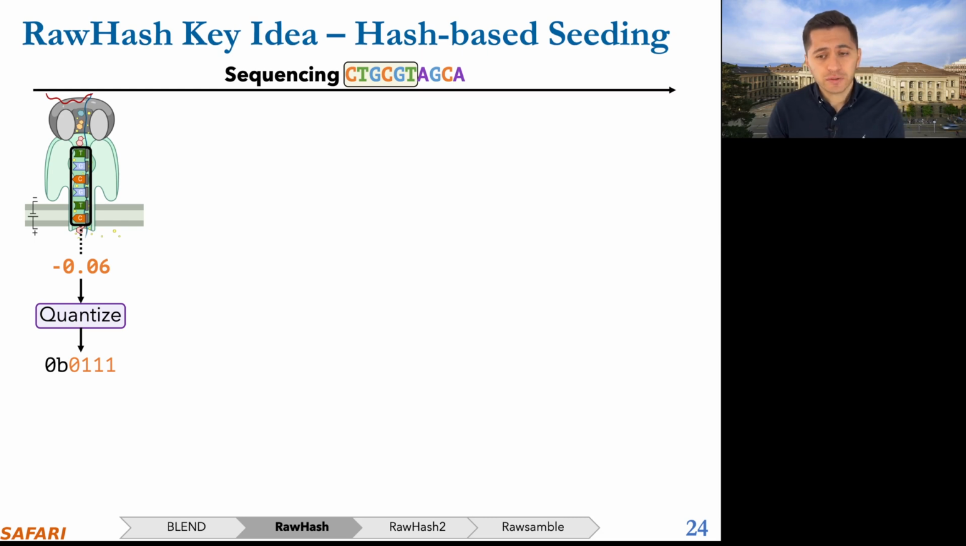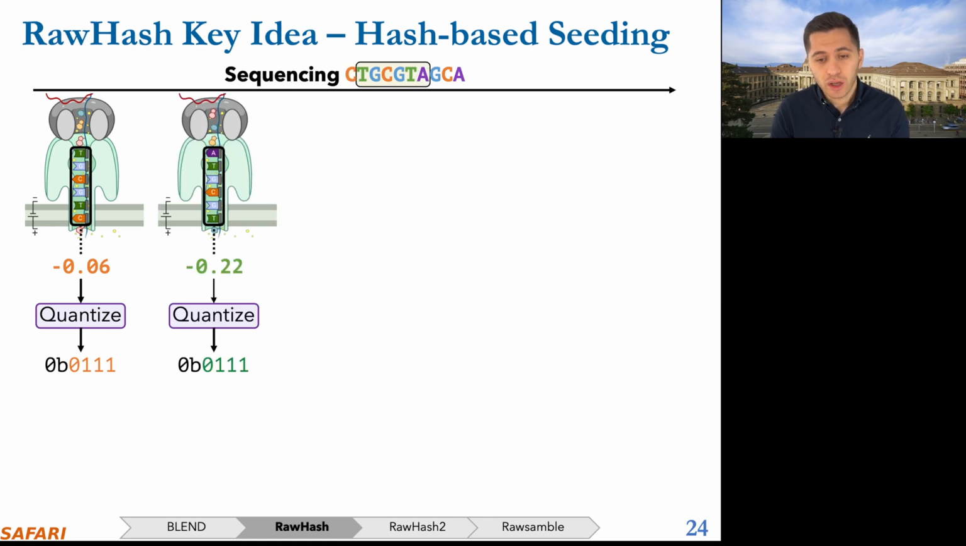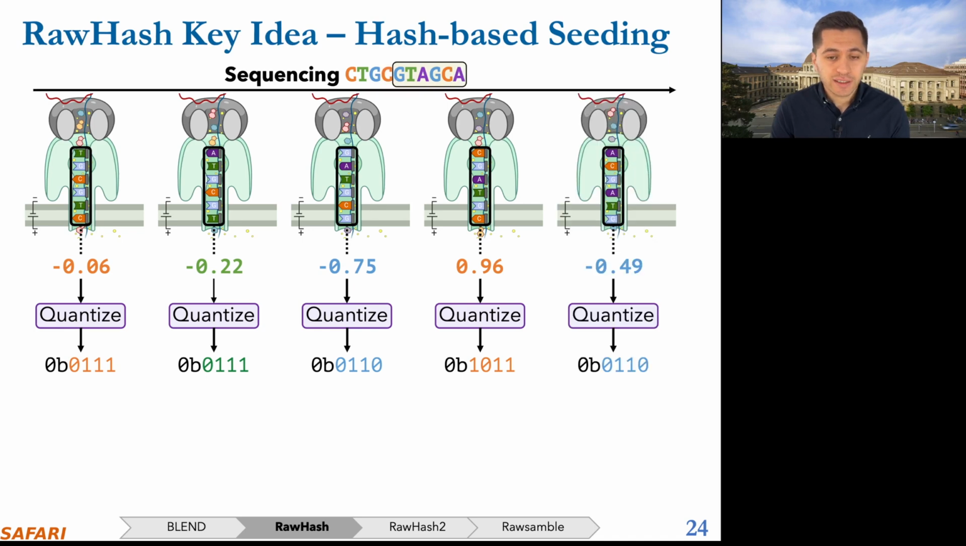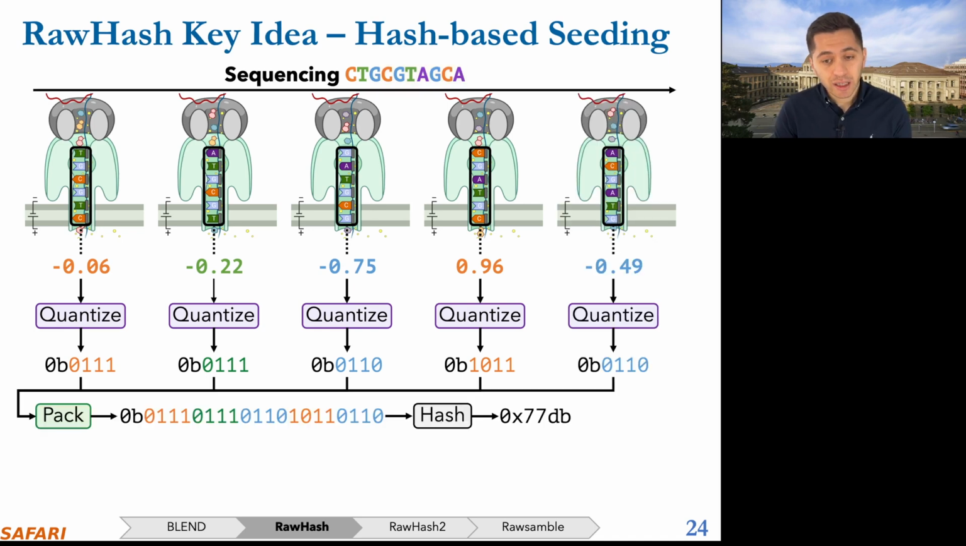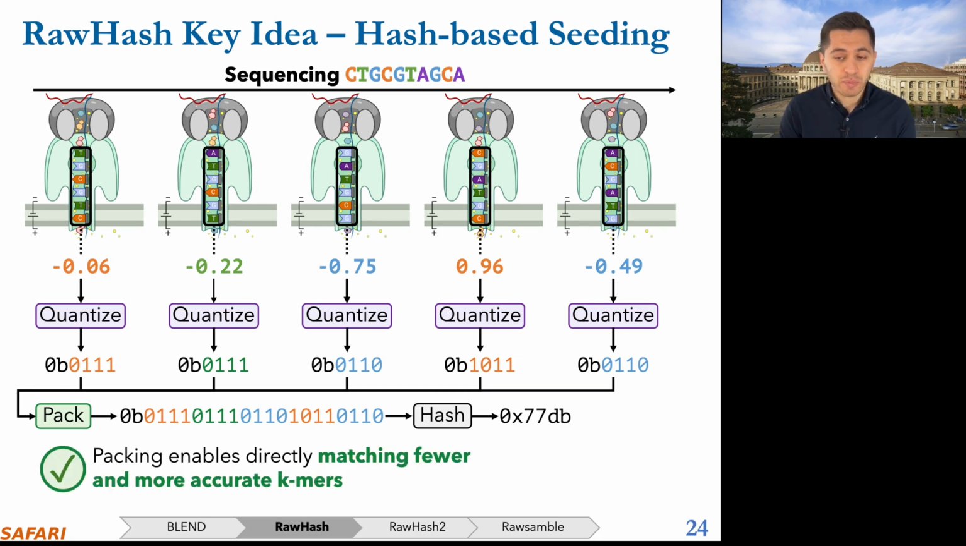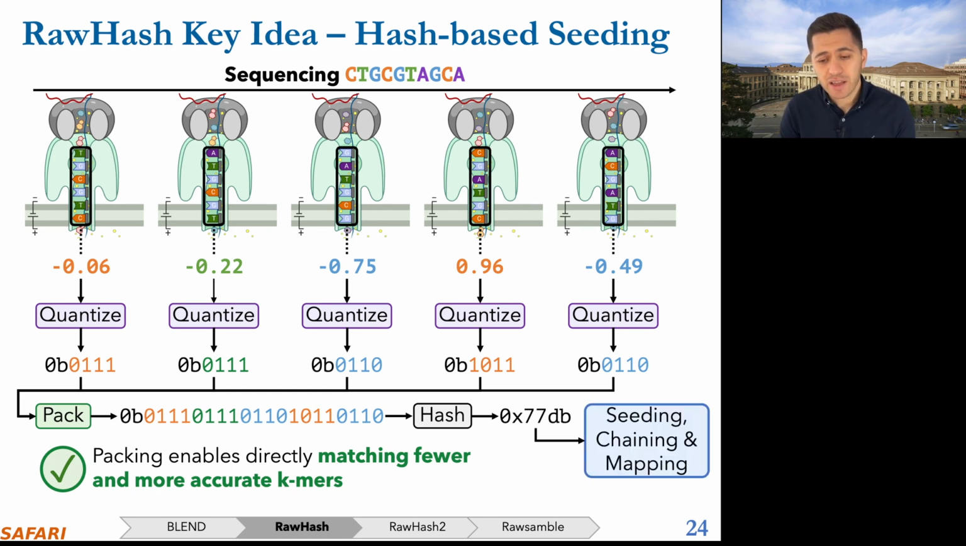Although we're limited by the length of k-mers we can sequence at a time, we can still increase the k-mer length used for hash-based search. To do this, we use multiple raw signals generated when sequencing longer sequence segments from consecutive overlapping k-mers. These quantized values, shown in binary, can be packed together using simple bitwise operations and hashed. Our packing strategy captures both the content and order of multiple consecutive k-mers, providing more detailed information than a single quantized value. We can reliably use the hash value after packing to find fewer and more accurate matches in the genome, by following regular steps in hash-based read mapping, including seeding, chaining, and mapping.